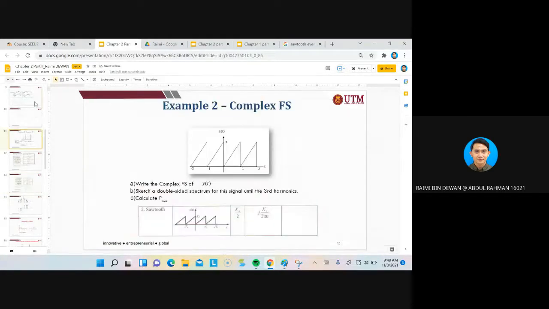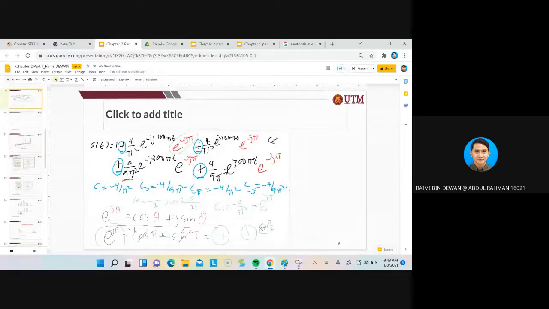This one, where was it? I'll try, wait. Cos negative pi is negative 1. J sin negative pi. Okay, so it's true. This one is cos, this one is negative pi. That's right. So there is nothing wrong in the previous example, because here you need to change to negative pi.